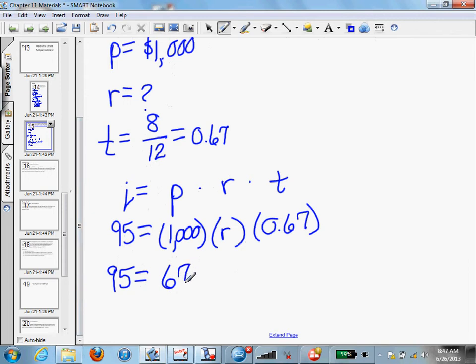Let's bring the 1,000 and 0.67 together with multiplication, which is going to be 670, and then we just have our r. So we're solving for r in this case, so let's divide the 670 on both sides of the equation. That will free r of its placement.